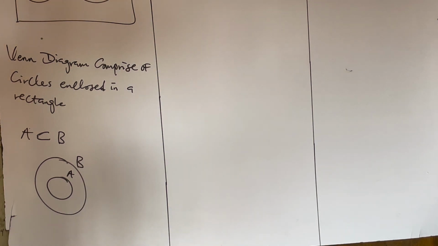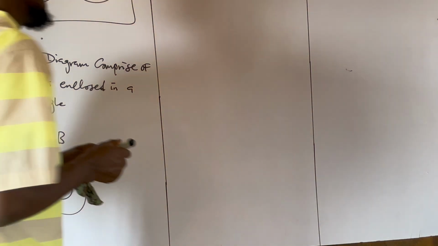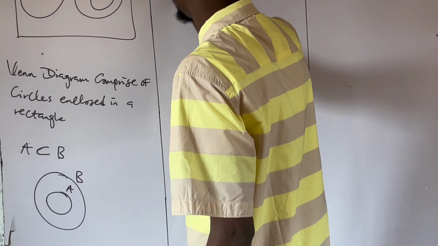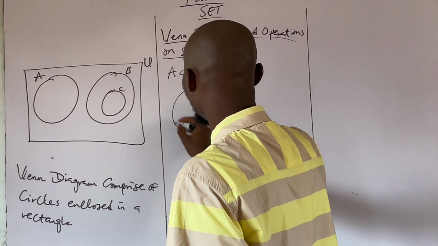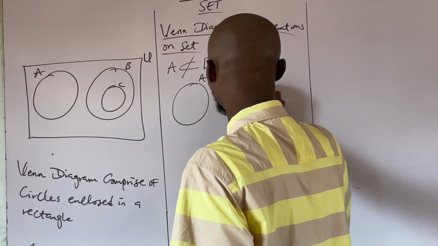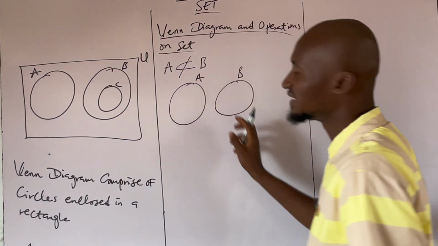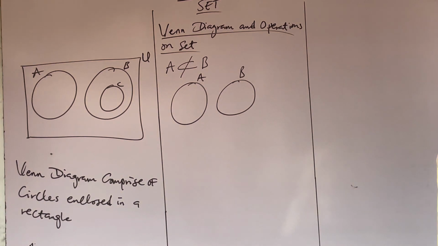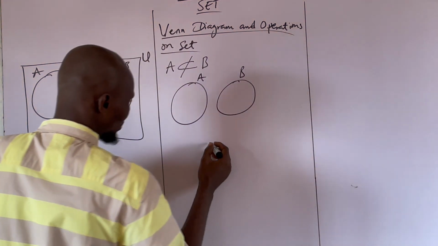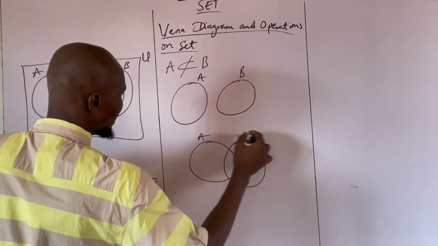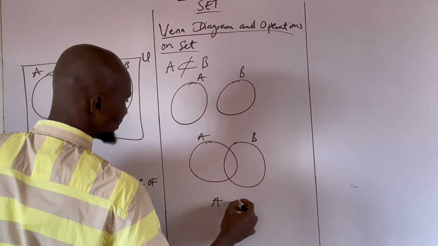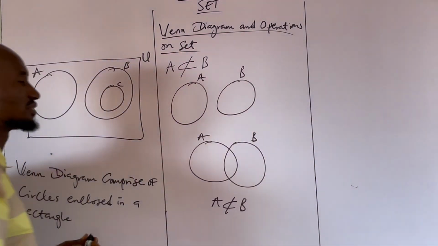Now, if you want to say that A is not contained in B, we can use a circle like this and a small circle like this. This is A, and this is B. Do you observe that they are separate on their own? We can also use something like this. This is A, and this is B. This is A not contained in B.